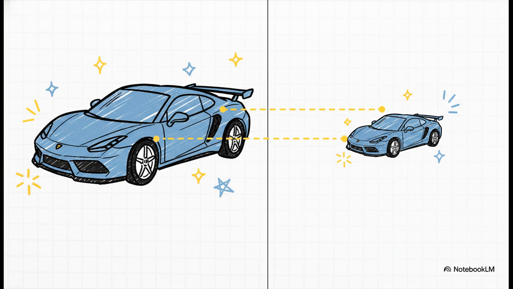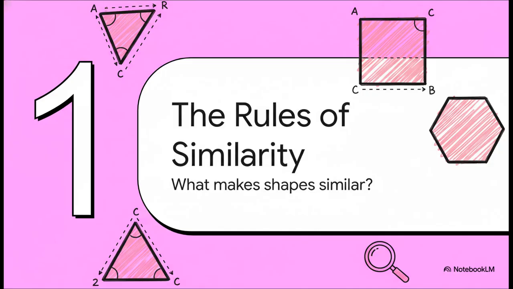And once you start looking for it, you'll see this concept is all around us. Think about it. From toy cars to architectural models, it's all governed by a pretty simple but powerful set of rules. Okay, Section 1, the rules of similarity. So what officially makes two shapes similar? Let's dive into this and get to the bottom of it.